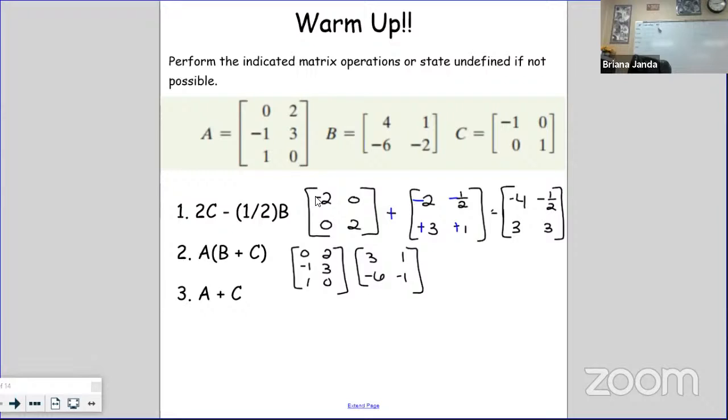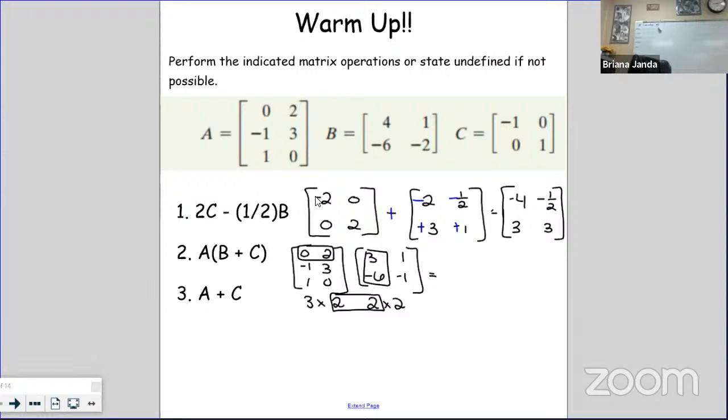Our order is number of rows by number of columns. And when I sit those next to each other, I need my inside values to match in order for me to be able to do multiplication. And we can on this one because the 2's on the inside match. And so my multiplication becomes my rows times my columns. And my answer should be a 3 by 2 matrix.